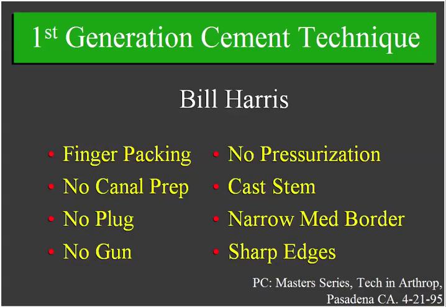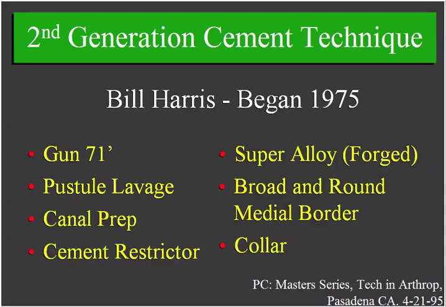Cement technique. First generation, this is a personal interview with Bill Harris himself. They don't ask these questions as much anymore, but it's good for historical significance to know the difference between first, second, and third generations. First generation, you finger pack it, no preparation. You just put the cement in, plugged it in, and put it down. Second generation, they used an injection gun, washed out the canal of the blood, prepped the canal, dried it out, packed it, used a cement restrictor, used a little bit stronger biomaterial for the stem, and used a collar.